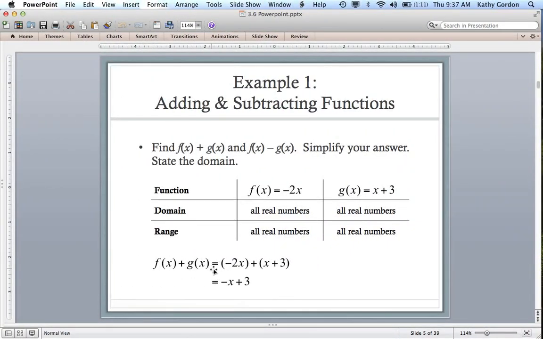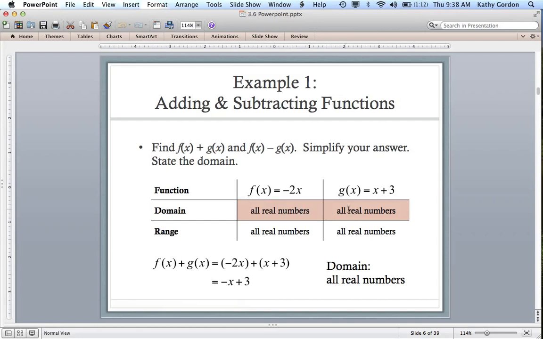Okay, and then to decide what the domain of this result is, we have to be a little bit careful. Yes, our result is linear. It seems like that should mean that our domain is going to be all real numbers, but we have to go a little deeper than just what it looks like. And we have to actually compare the domains of the functions that we started with.